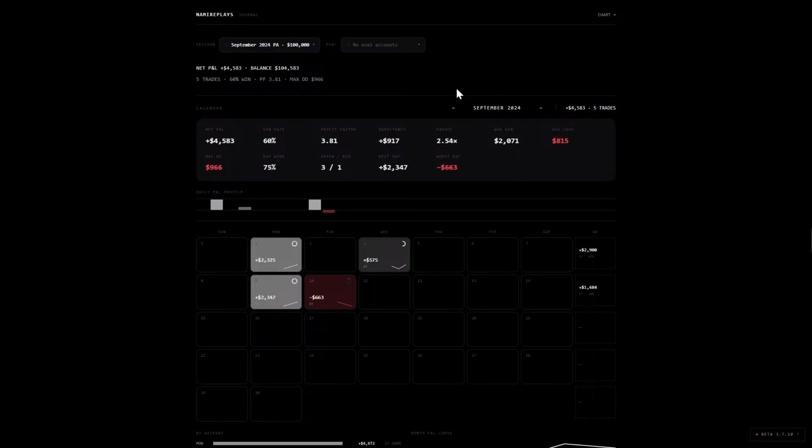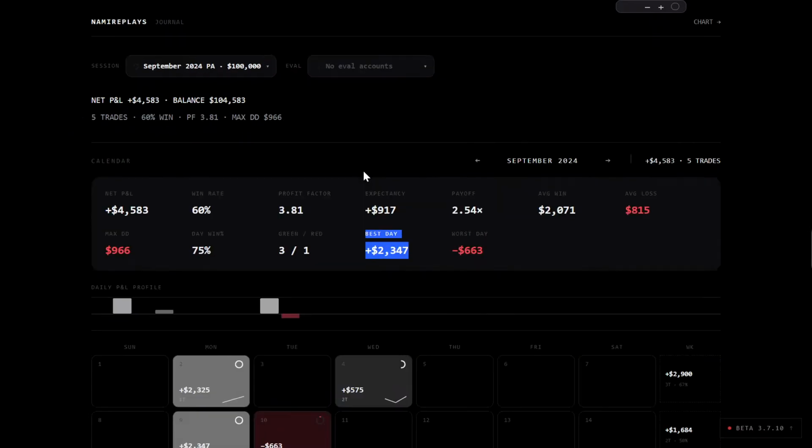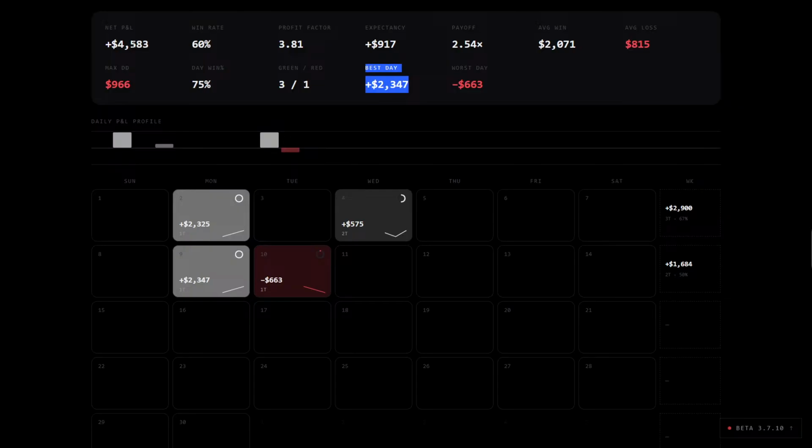So this was it, guys. I made around 4,500 on this backtesting. Best day, you can look at this. See, this is the stats, guys. Net PNL was around this. Win rate is this. Day percent win 75%. Profit factor of 3.81. Expectancy is $917. Average win was around $2,000. Average loss was around $800.